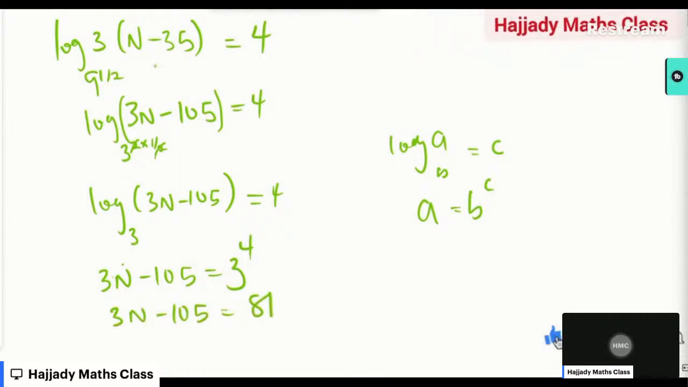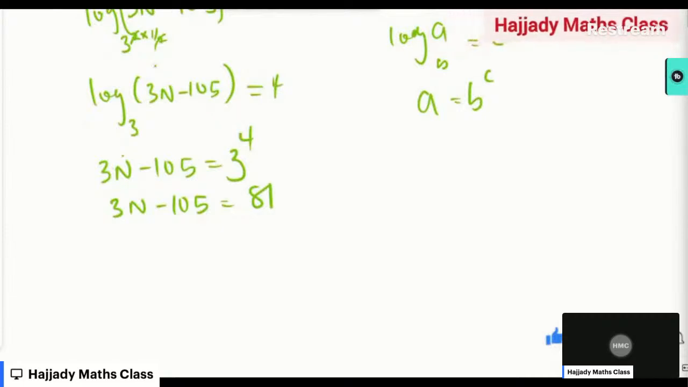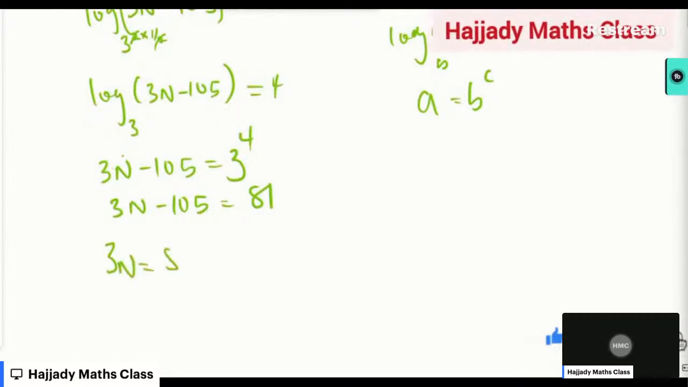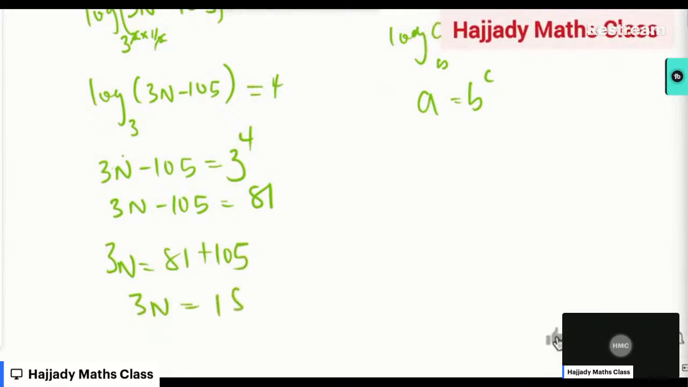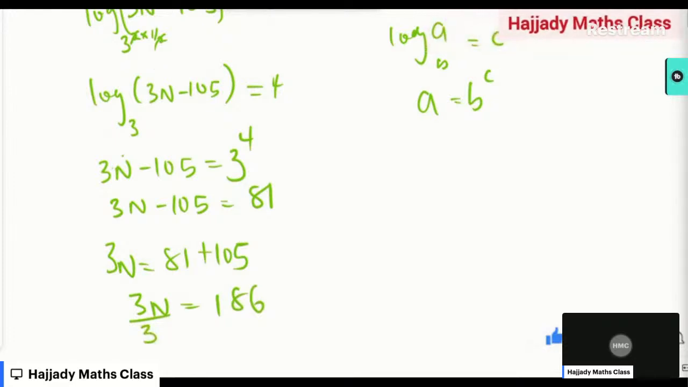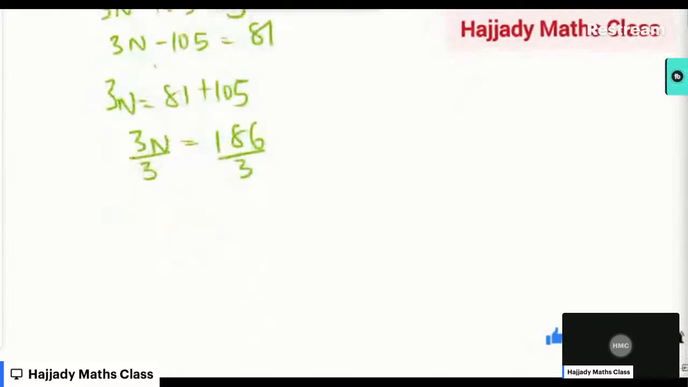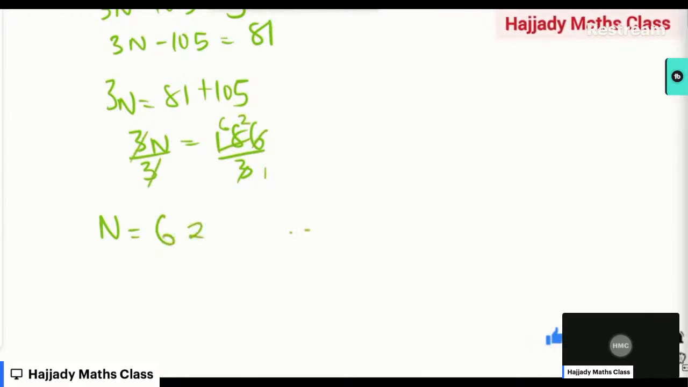So from here, we have that 3n equals 81 plus 105. So we have 3n equals 186. So dividing both sides by the coefficient of n, which is 3, we have that n equals: 3 in 18 is 6, 3 in 6 is 2. So we have n equals 62. Therefore, we have that n is 62.